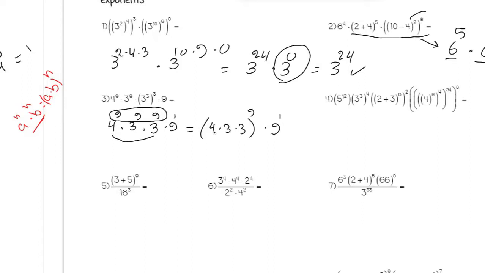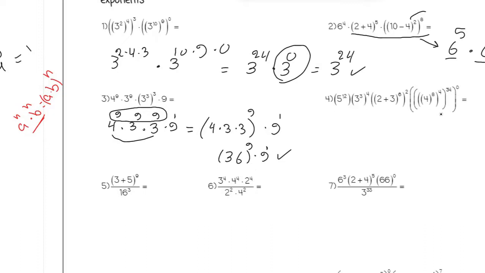Then it's equal to 4 times 3, 12. 12 times 3, 36, to the power of 9, multiply by 9 to the power of 1. It's the answer.